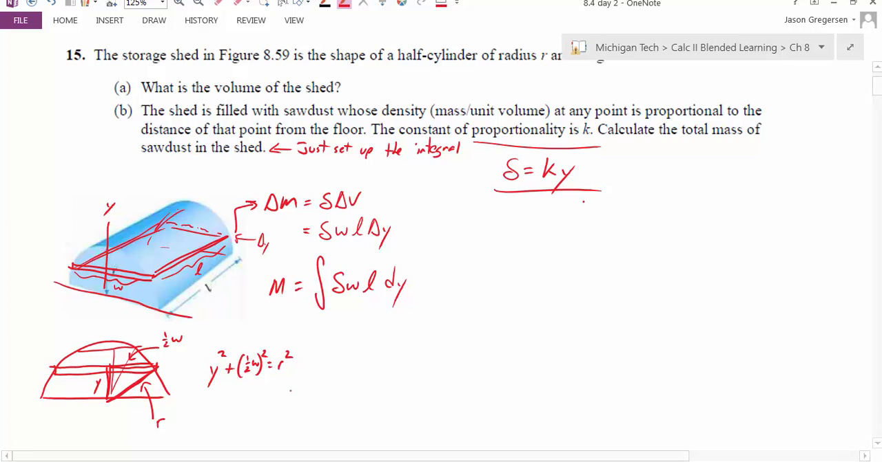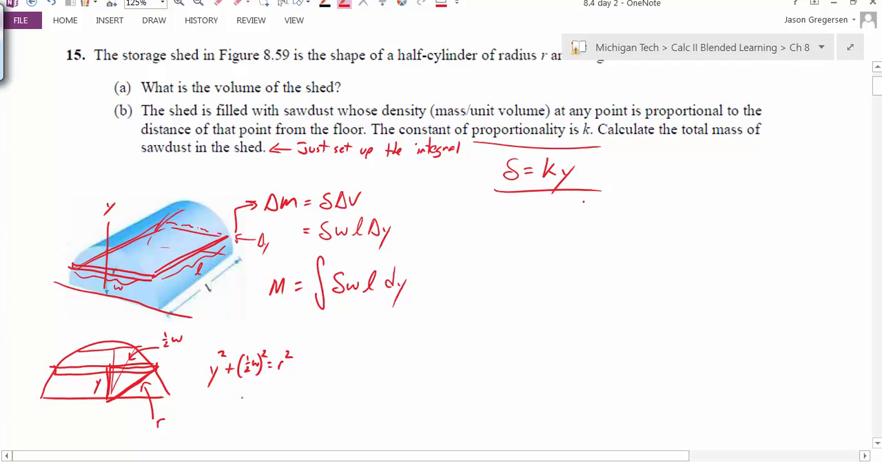Variable. What about w? Variable. What about r? R is my fixed value. So I'm just going to take this thing, solve it for w, and then I can plug it into here, and then I'll get my integrals in terms of y, and then I'll be all set. All right, so I just solved this thing for w.